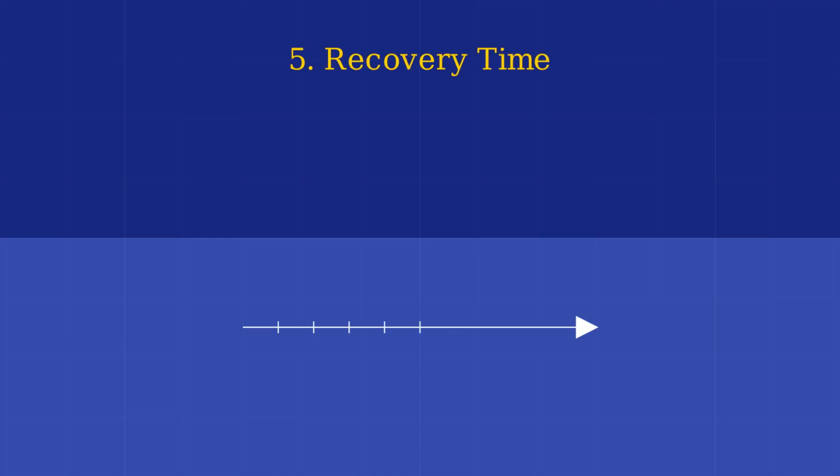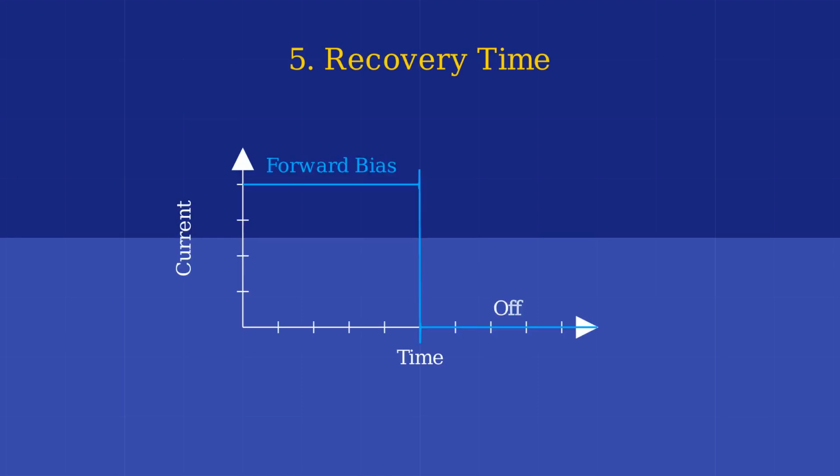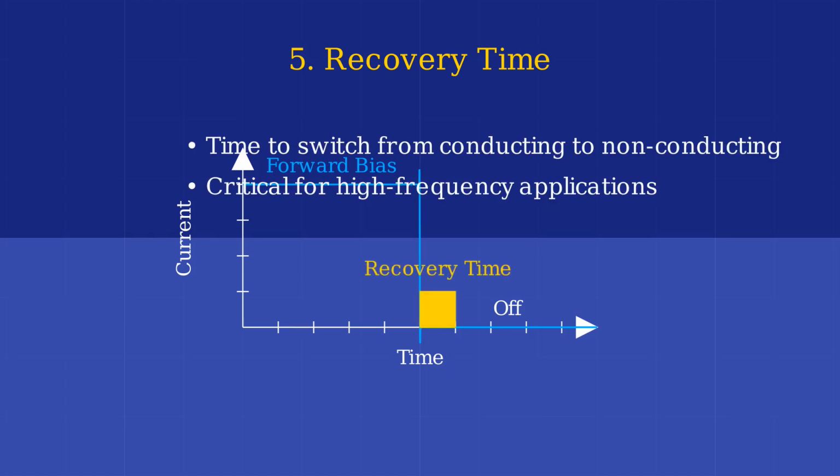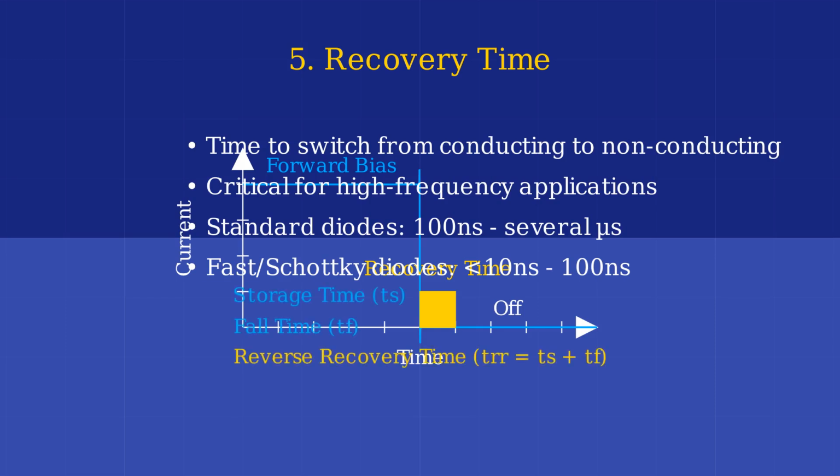Recovery time describes how quickly a diode can transition from conducting to non-conducting state. This is critical for high-frequency applications. When a diode switches from forward to reverse bias, it doesn't stop conducting immediately. The time it takes to stop conducting is called the reverse recovery time. Standard diodes have recovery times from 100 nanoseconds to several microseconds. Fast recovery and Schottky diodes are much quicker, with recovery times under 100 nanoseconds.